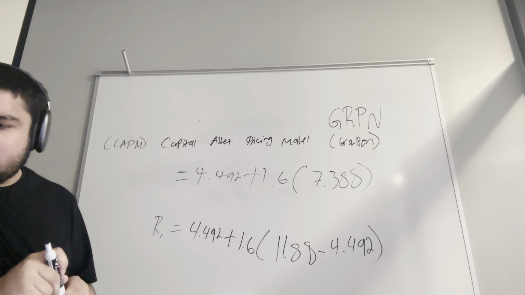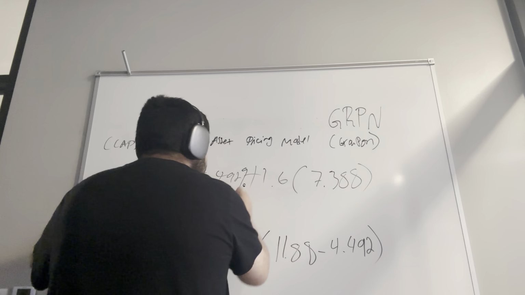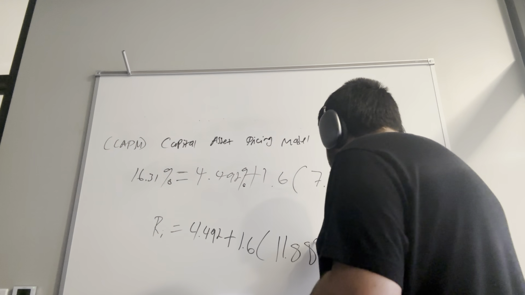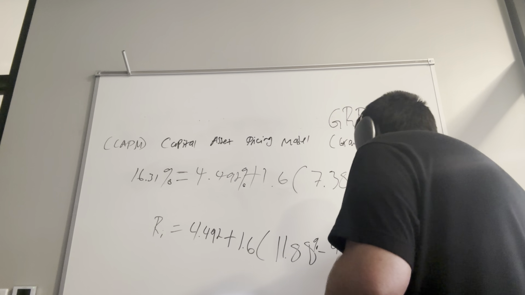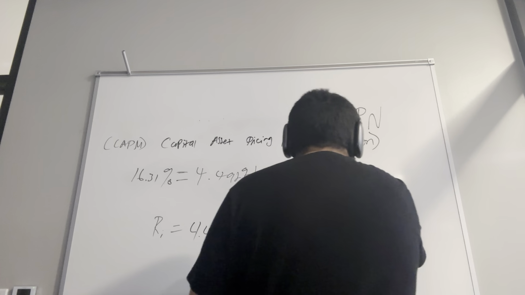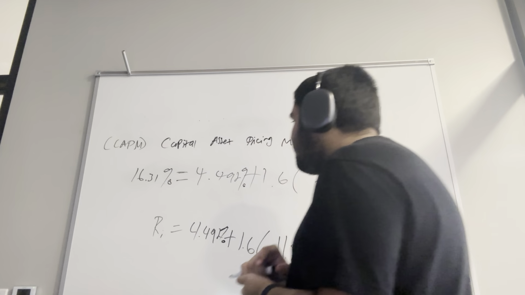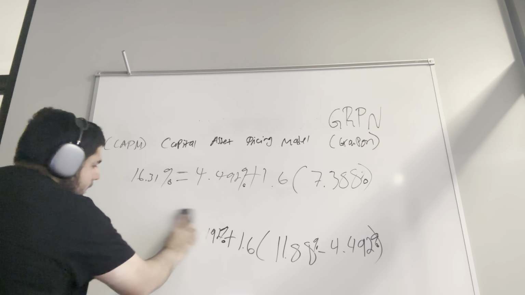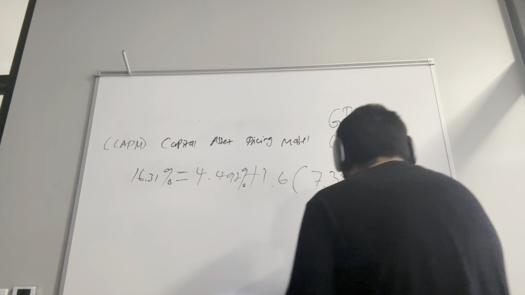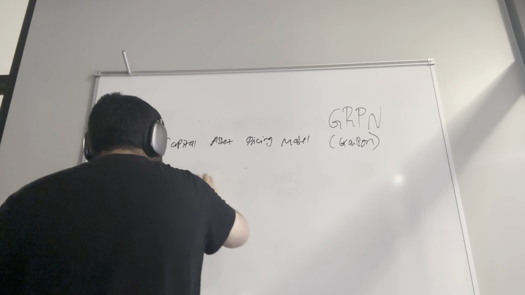So 16.31. So the expected return on Groupon for a year from now is, let's actually do percentages so that we know what we're working with. So all of these are percentages. Everything is a percentage except for beta. So yeah, we've got 16.31. So we can erase this, and this is the expected return.